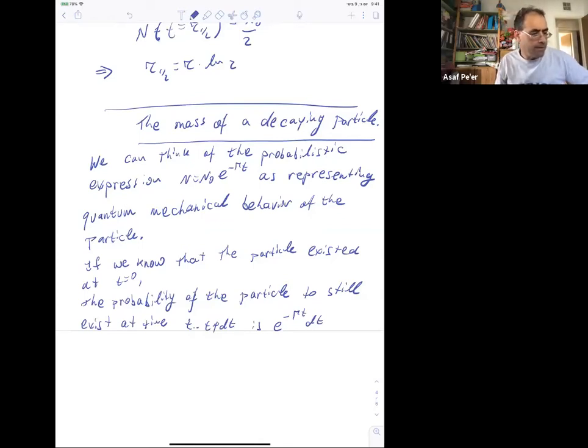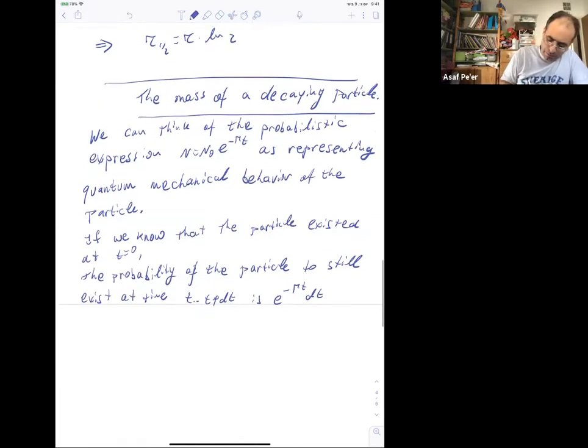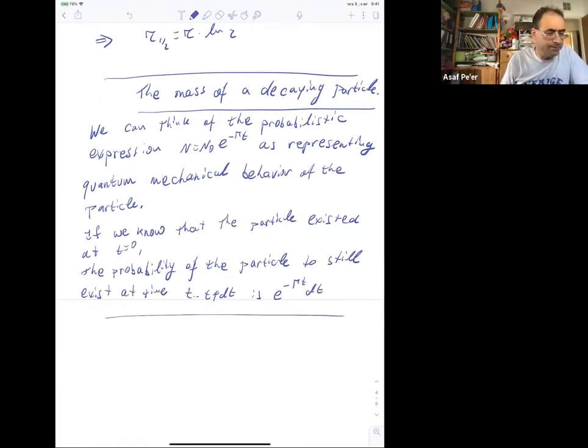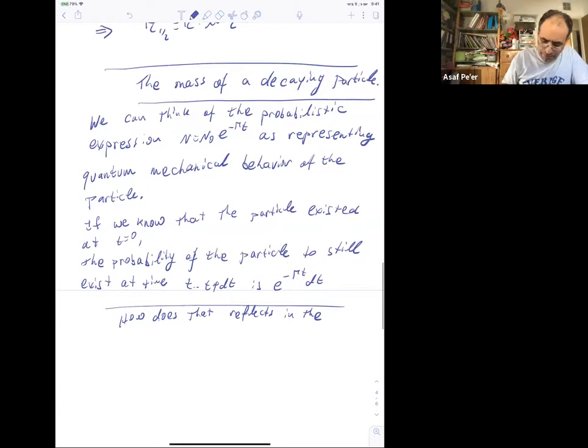So how does that reflect in the wave function description of the particle?